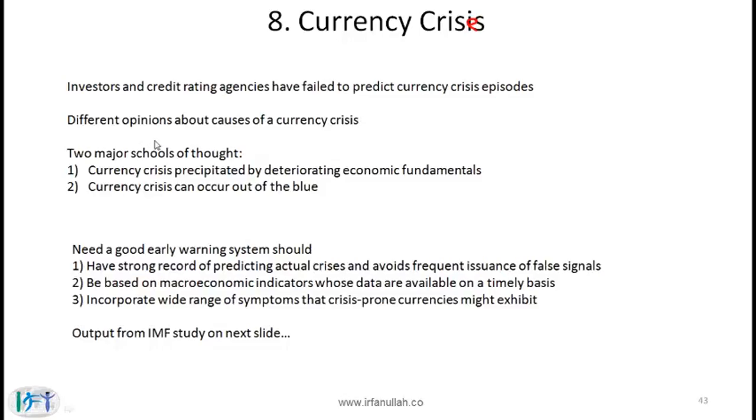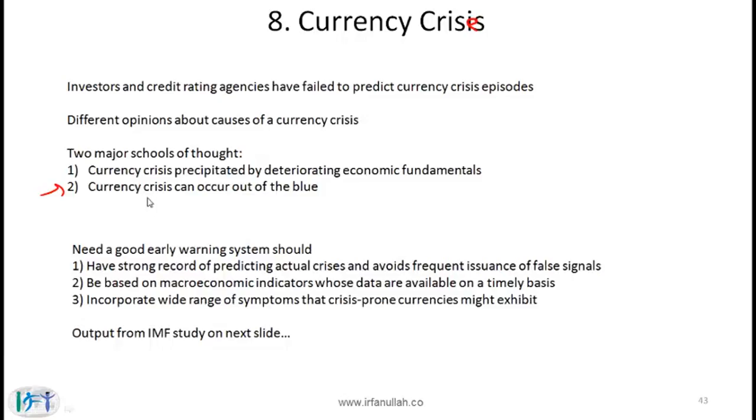There are several different opinions about the causes of a currency crisis, but the two major schools of thought are as follows. First, that a currency crisis is precipitated by the deterioration of economic fundamentals. The other thought is that a currency crisis can occur out of the blue and hence is extremely hard to predict. According to this school of thought, sudden shifts in market sentiment can cause a currency crisis, and those sudden shifts are hard to predict.